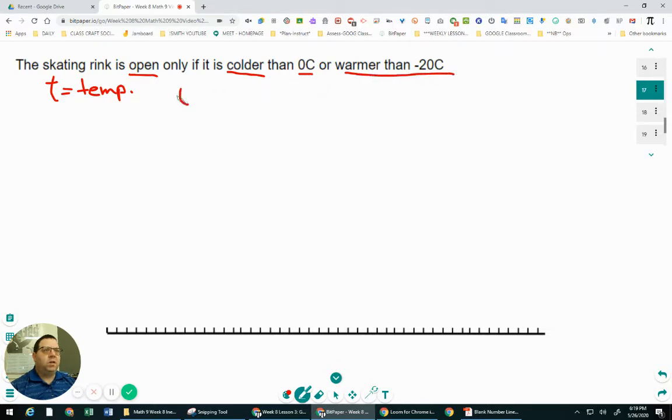So T definitely has to be less than 0 degrees. It's not zero, it's not less than or equal to, it says colder than 0. So exactly 0 is not acceptable. It's just less than. Now, these types of questions are like a Goldilocks zone. There's a Goldilocks zone of temperature. On the other hand, the temperature also still has to be greater than negative 20. Okay, so let's see what this looks like.